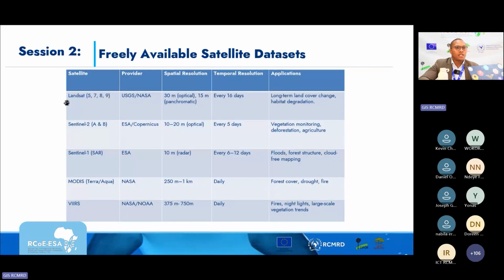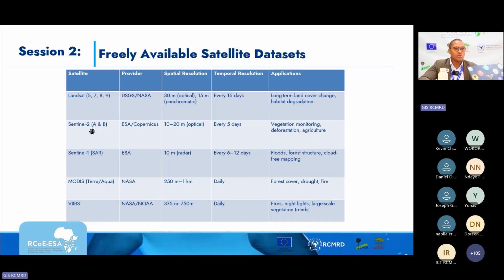Some of the freely available satellite data, as you can see from the table: we have Landsat. The provider is USGS or NASA. It has a spatial resolution of 30 meters for the optical sensors, and 15 meters for the panchromatic band. The temporal resolution, when it revisits the same area, is about every 16 days. In terms of application, there is land cover change, habitat degradation, deforestation, among very many other applications.